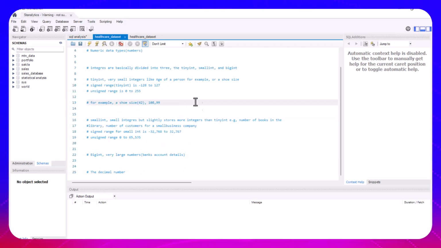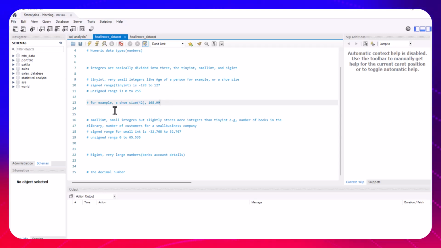Now moving on to the small integer. Small integers are integers, but they store bigger numbers than tiny integers. For example, the number of books in a library. In a big library we can have thousands of books, in fact tens of thousands of books. Or the number of customers for a small business. For an upcoming business, we can have 3,000 customers in a month, or 3,500 customers in a month. So you can see that it stores higher numbers than tiny integers.